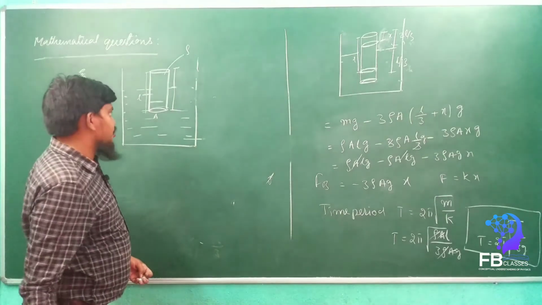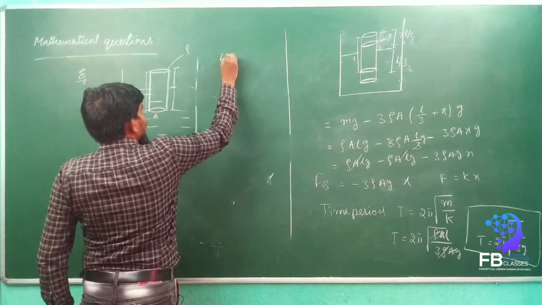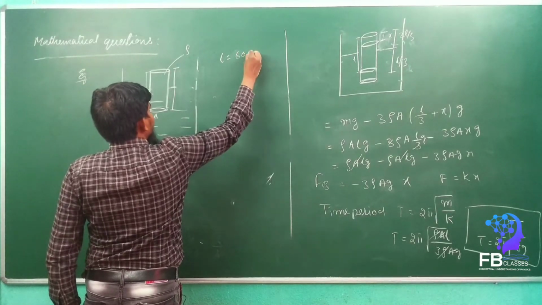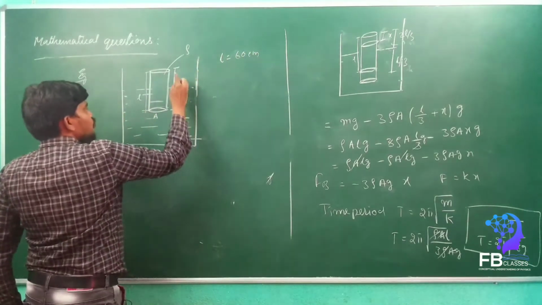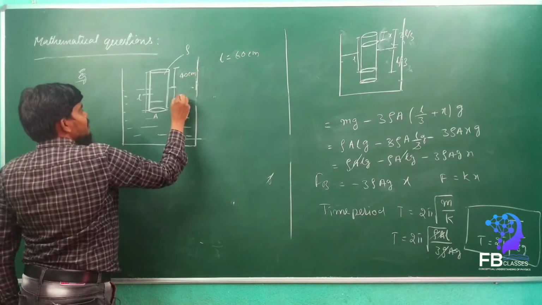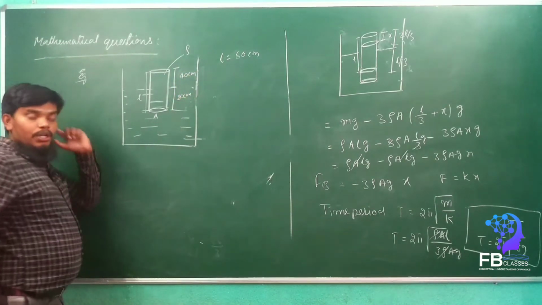See, by this condition, we took L as 60 centimeters. Let it be 60 centimeters now. So how much is it? It becomes 40 centimeters. It becomes 20 centimeters. Okay. Now what will happen?